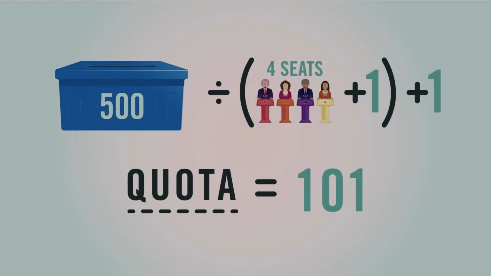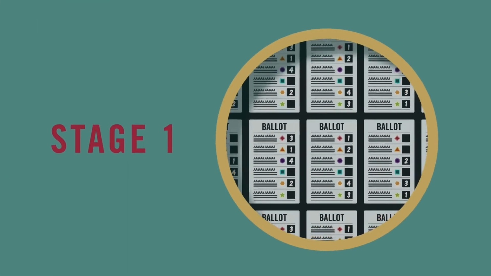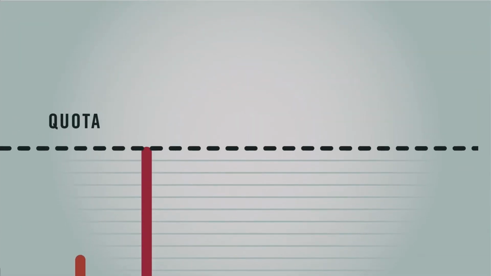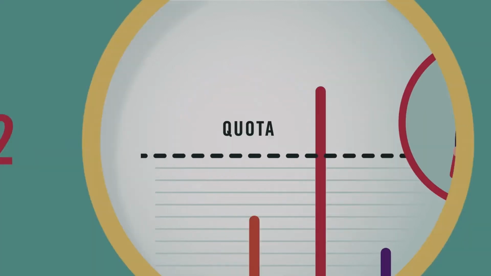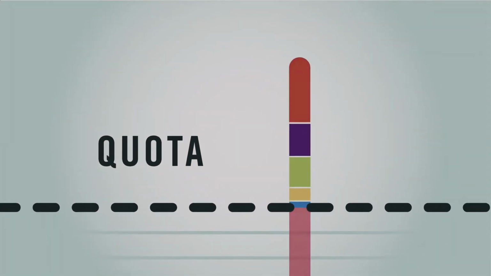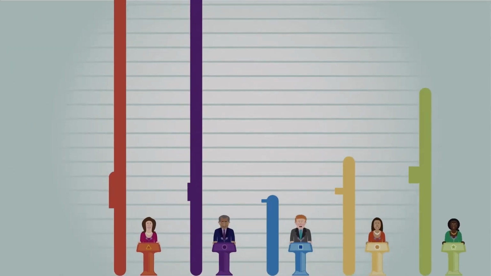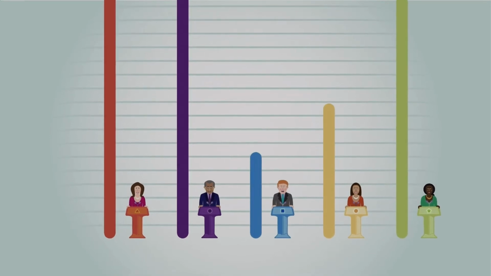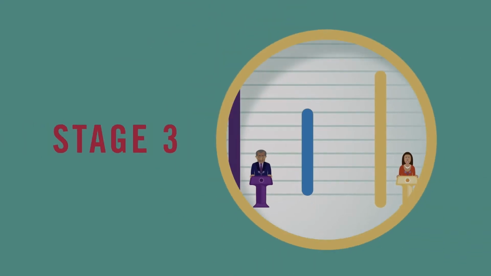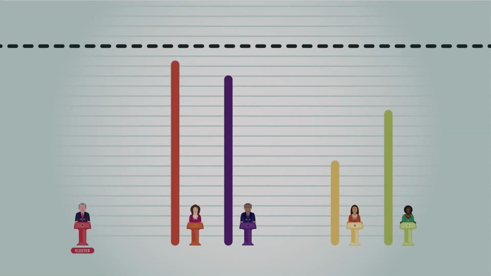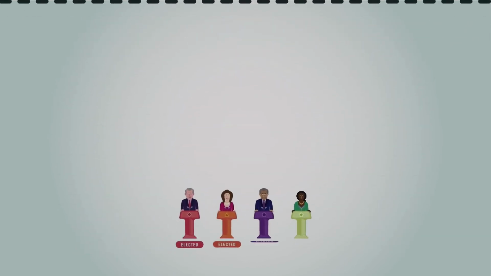The votes are counted in stages. Stage 1. Only first preferences are counted. Anyone who reaches the quota is elected. Stage 2. Any votes received for a candidate above the quota are transferred to the next choice on each of those ballot papers. If no candidate has enough votes to reach the quota, the candidate with the lowest number of votes is eliminated. Stage 3. All of their votes are passed to the next preference on those ballot papers. This process is repeated until all seats up for election have been filled and your councillors have been elected.